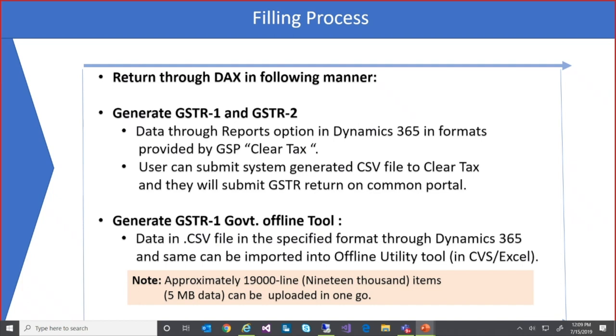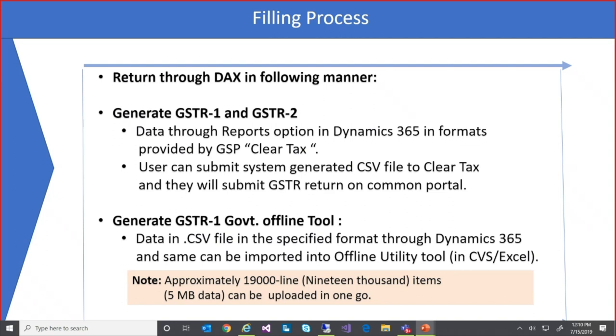You just have to generate the data in GSTR-1 and 2 format, which is a CSV format, and hand it over to ClearTax. And there ClearTax will take care of the further requirements. Like they will generate the HSN summary for you. They will generate a document summary for you, for any of the assessees. So that is one process, one option we provided to the customers.